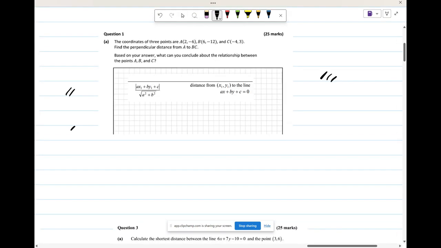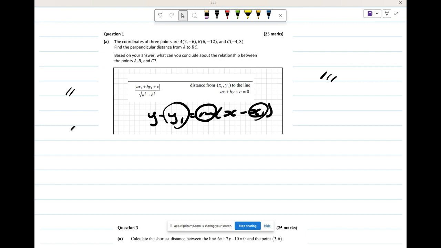So if you go to your log tables, this is your equation for perpendicular distance from a point to a line. But you can see from the question we have 3 points. We don't have a point and a line. So we're going to have to create the line BC and then find the perpendicular distance from A to BC. So how are we going to create the line BC? Well, to create a line, 2 things you need are a slope and a point, because then we plug it into y minus y1 equals m times x minus x1. So we're going to need the slope here, and we're going to need the point x1, y1.